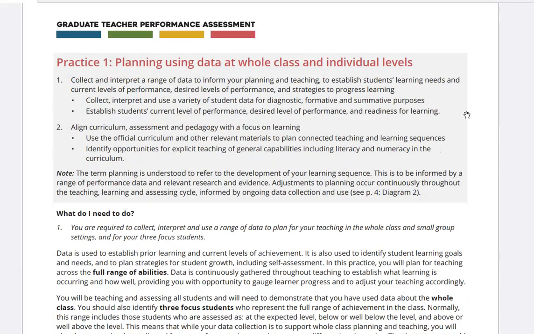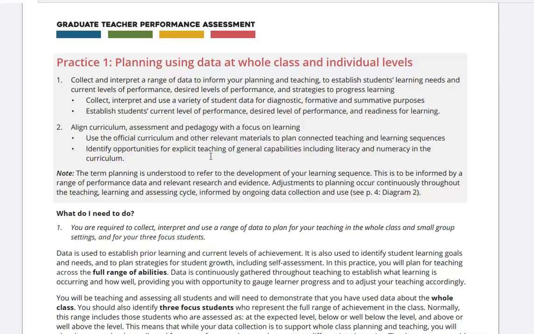So for planning practice number 1, you notice there are 2 sections. One's a data section and one is a curriculum section. So it's planning using data for the whole class of individuals. Notice that these criteria, collected a range of data, establish students' current level of performance, official curriculum, and opportunities for explicit teaching of literacy and numeracy, are the exact descriptors in the criteria sheet.